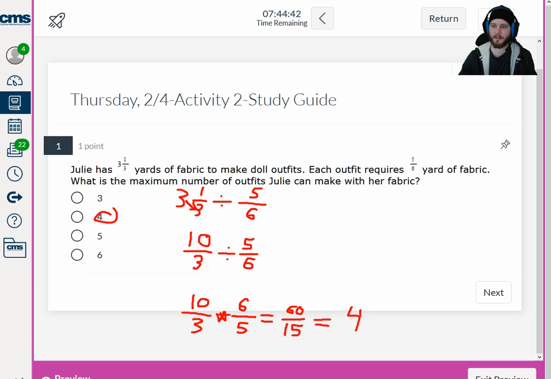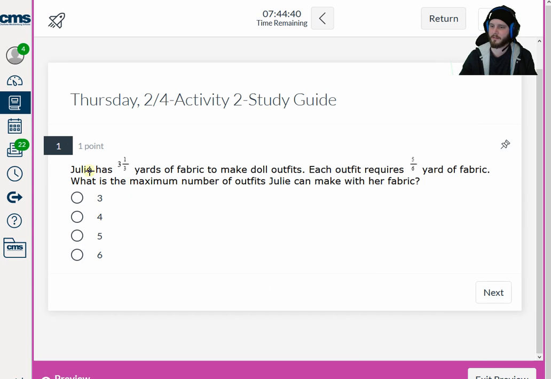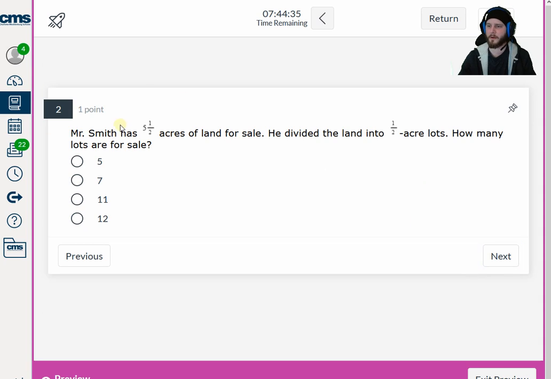Let's go ahead and clear our board. Make sure I select my answers. That way we can be checking the answers as we go. For number 2, Mr. Smith has 5.5 acres of land. He divided it into 1/2 acre lots. So nice and easy. It told us exactly what we're dividing. This is 5.5 acres divided into 1/2 acre sections.